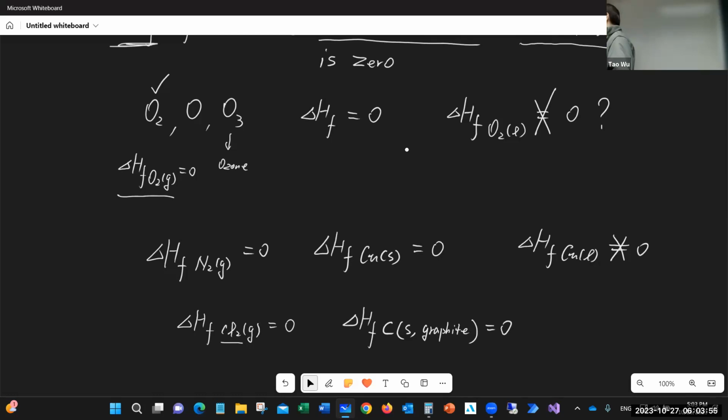Most of the cases are solid, right? Except the mercury. It makes sense, right? For the gases, what kind of gases? How many gases do we have?